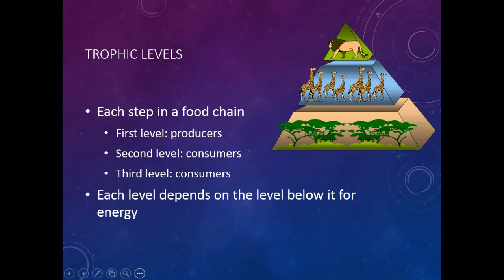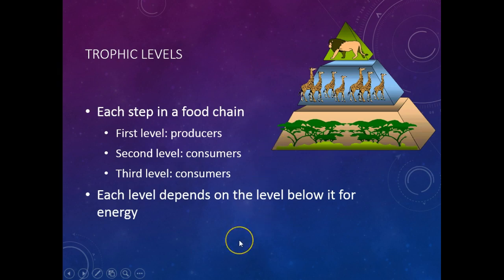Next up, we have an ecological pyramid, and we're going to take a look at that and also trophic levels. So over here is the ecological pyramid. What it is, is each step in a food chain. Our first step in this food chain are our producers. Our second step are primary consumers. And then our next step, which happens to be the top step in this ecological pyramid, are the top level consumers. In this case, they're secondary consumers.